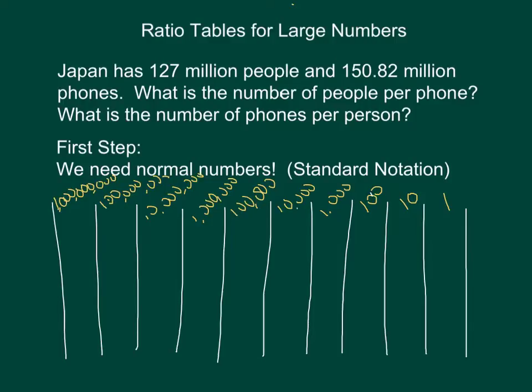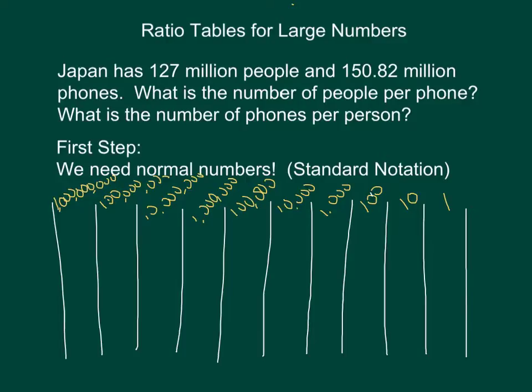I am going to teach you how to use a ratio table when you're dealing with large numbers. Here is our example problem. Japan has 127 million people and 150.82 million phones. What is the number of people per phone? What is the number of phones per person?